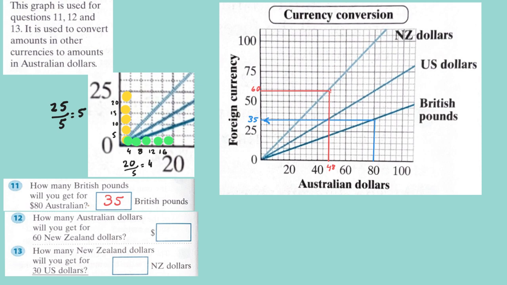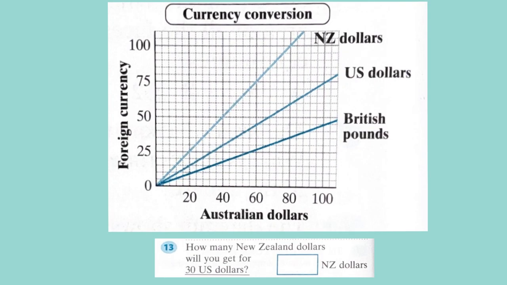And so our answer will be $48. When we get to question 13, how many New Zealand dollars will you get for 30 US dollars? I'll move to the next screen to do question 13 so that we can use a clean graph. So in question 13, we're asked how many New Zealand dollars will you get for 30 US dollars?